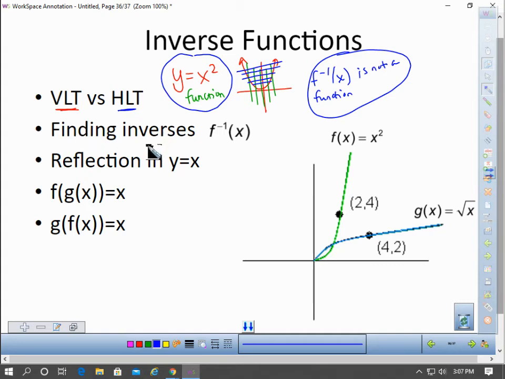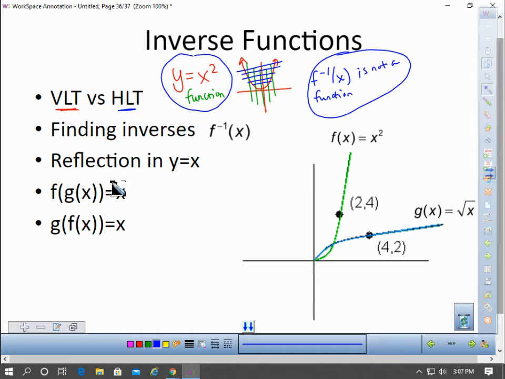Now, finding inverses. I'm going to remind you and teach you how to find an inverse. It's because your domain and range switch. To find an inverse, you're just going to switch your x's and your y's, and you're going to solve for y. So you're going to actually switch your domain and range and then solve. So that's pretty easy to find an inverse, and I'll show you that in some examples.